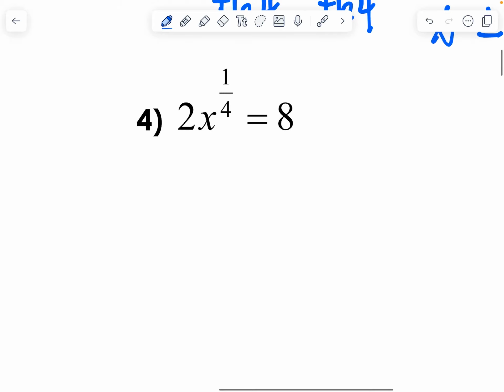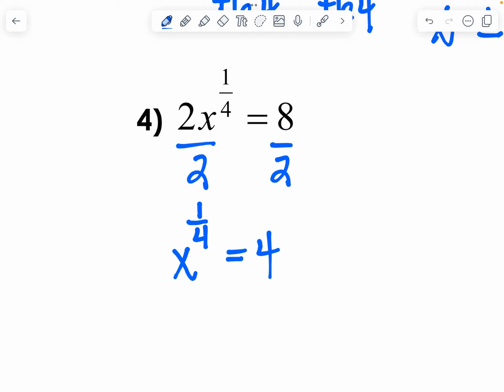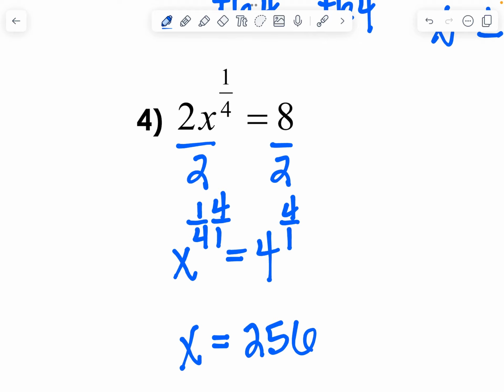Okay, now this one will do the exact same thing. We divide away that 2. So we'll have x to the 1/4 power equals 4. Then we take the reciprocal, so 4 over 1, which will simplify. This is x. 4 to the 4th power is 256.